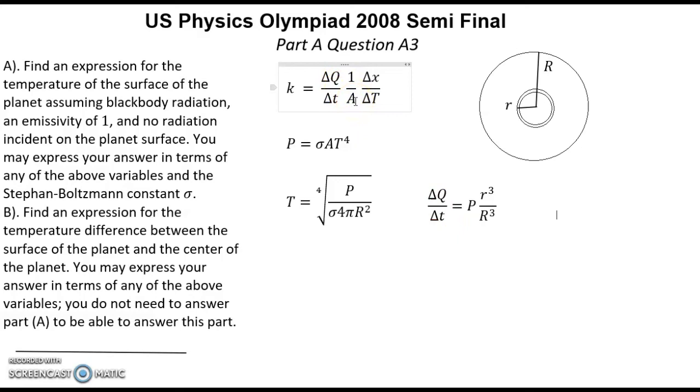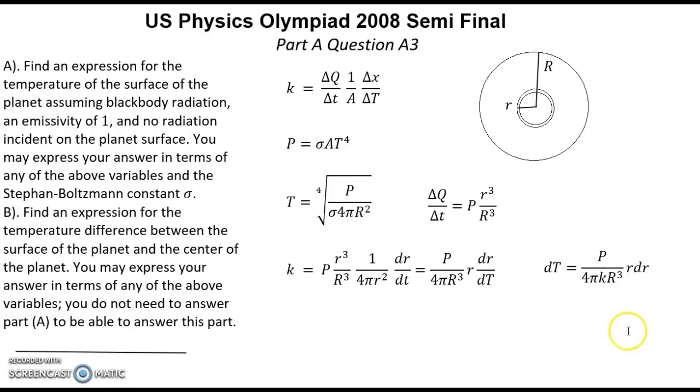And also we know the area of this small sphere, and we can rewrite this formula, and after separating variables we have this formula: delta T, the temperature difference, equals power over 4 pi K big R cubed multiplied by r dr. And after integration we can find the temperature difference. That will be this one. On the left side we have the temperature difference, and on the right side we integrate from 0 to big R. So that's the answer for question B.